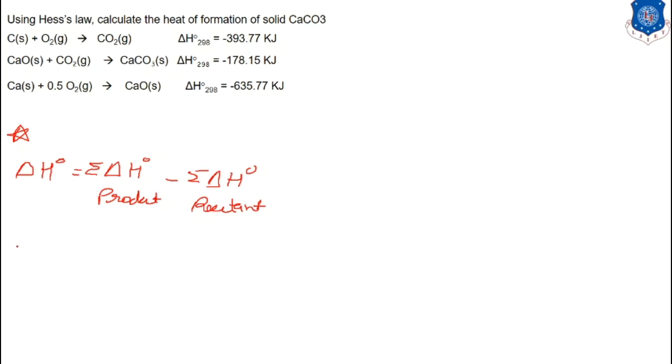Okay, so the total heat of formation reaction is minus 178.15 kilojoule. Then delta H naught of the product, which is delta H naught of CaCO3, minus delta H naught of the reactant, so delta H naught of the reactants, which is CO2, minus delta H naught of CaO.